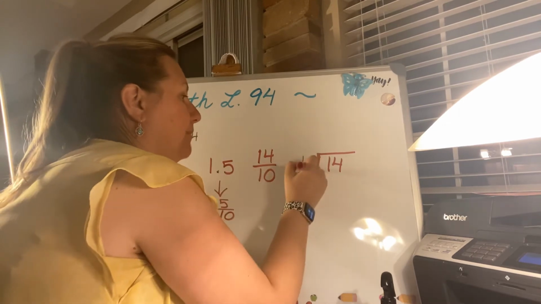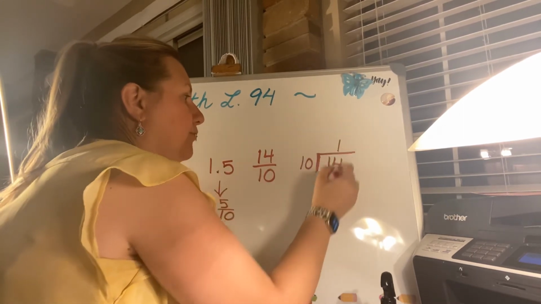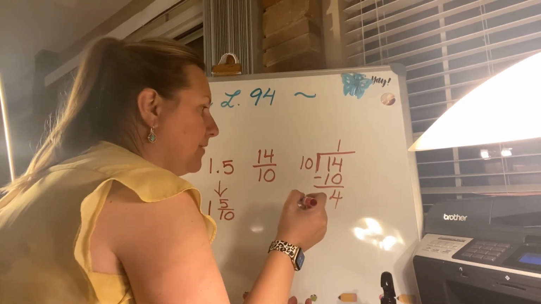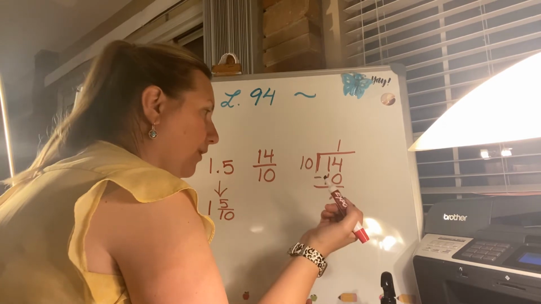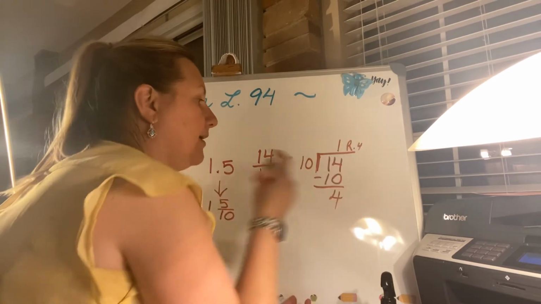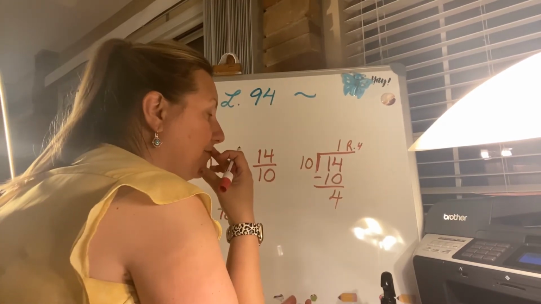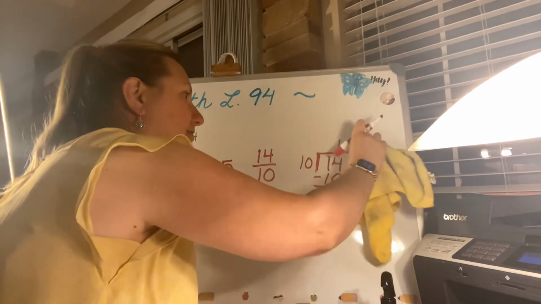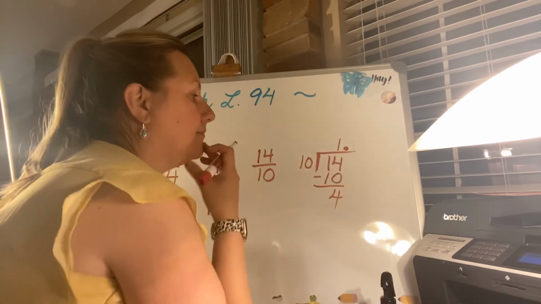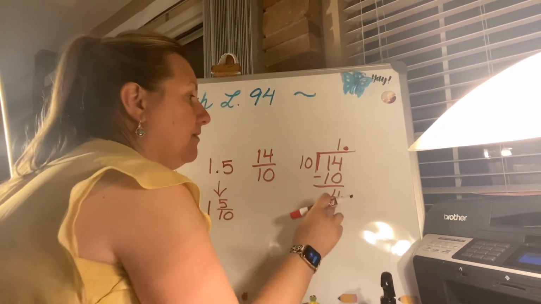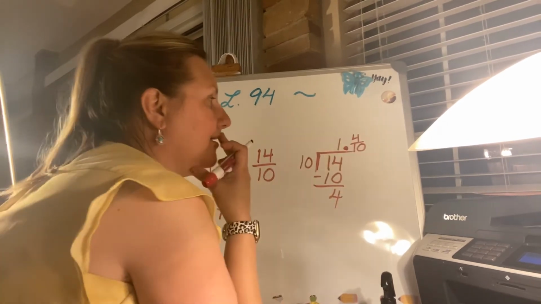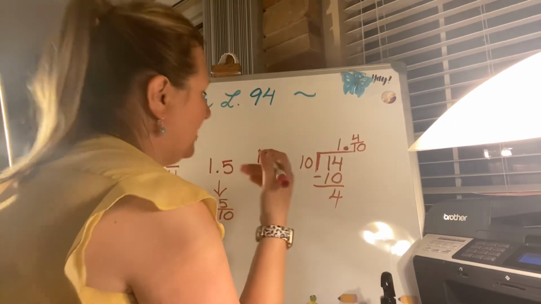14 divided by 10. How many times does 10 go into 14? One time. We have 4 left. So that's 1 remainder 4. Think about this for a second. Yes, it's 1 remainder 4, but another way to write 1 remainder 4 is to put a decimal point, and then it's 4 out of 10. So 1 4/10. That's really what that means anyway.